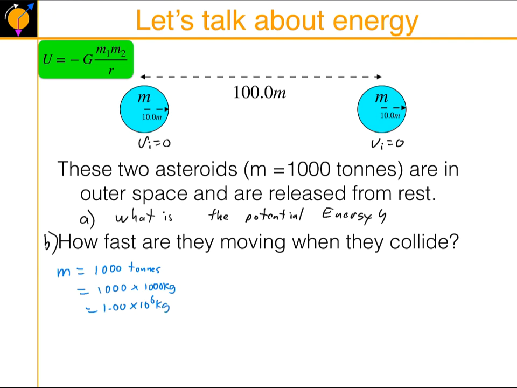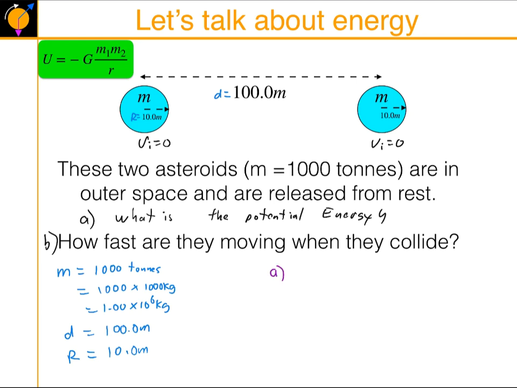Their separation, we'll call it D, right here. They are initially separated by 100 meters. And they have a radius right here. We'll talk about what that radius means in a minute, but their radius is 10 meters. So first, let's calculate the potential energy stored between them.